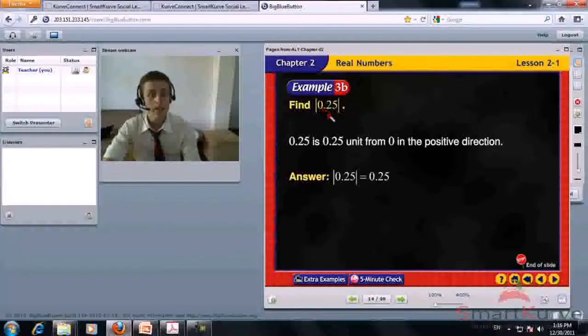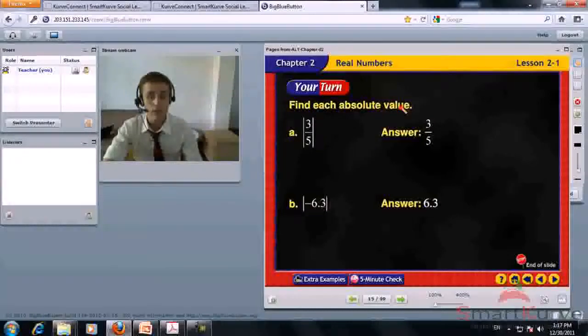Example, the absolute value of 0.25. 0.25 is 0.25 unit from 0 in the positive direction. There's no negative inside the absolute value, so you know it's in the positive direction. So the answer of the absolute value of 0.25 is 0.25. It stays positive. If it is positive in the absolute value, it is positive outside of the absolute value.